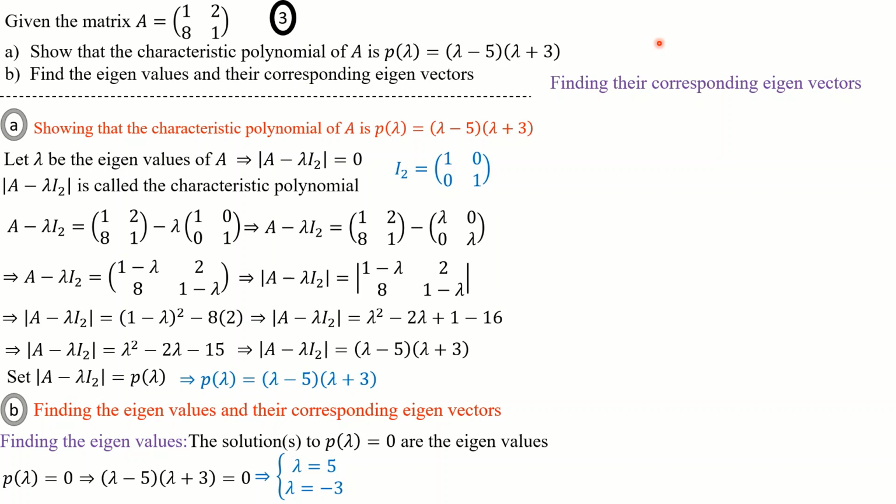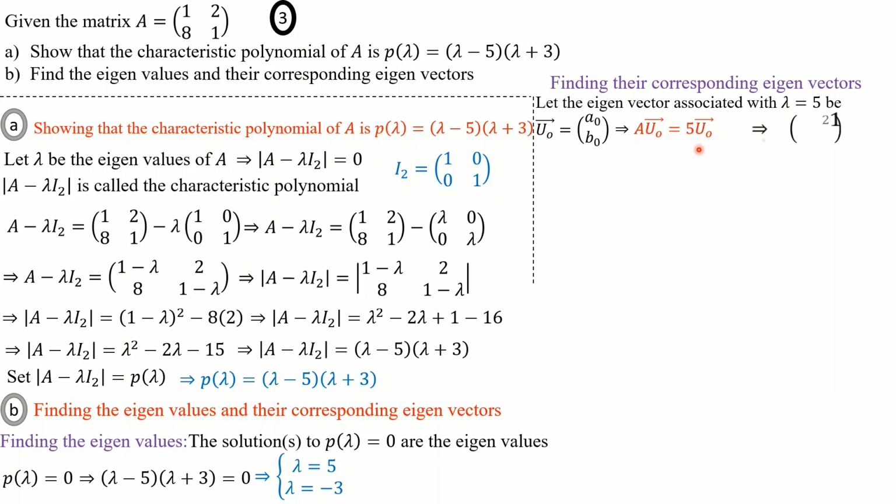Now let's see how we can use these eigenvalues to find their corresponding eigenvectors. We are going to begin with the first eigenvalue, lambda equal to 5, and we are going to let the eigenvector associated with this eigenvalue be U0, having entries A0, B0. It's a column matrix. So it follows that the matrix A times the eigenvector associated with lambda equal to 5 respects this equation, that is A times U0 is equal to 5 times U0. That's generally.